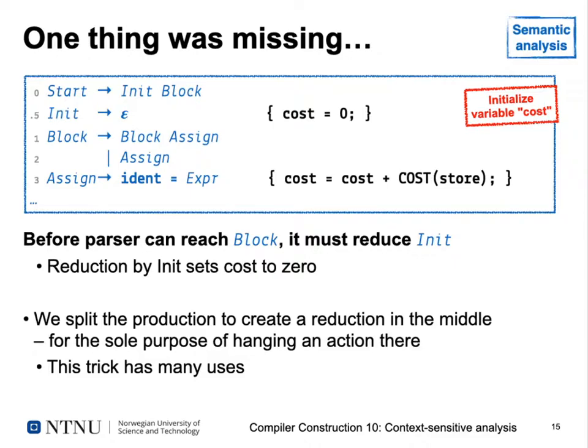So this splitting of a production to create a reduction in the middle of such a rule, for the sole purpose of hanging an action there, is very common. So this trick has many uses, and one of the use cases you've just seen here is to initialize a variable to a value.